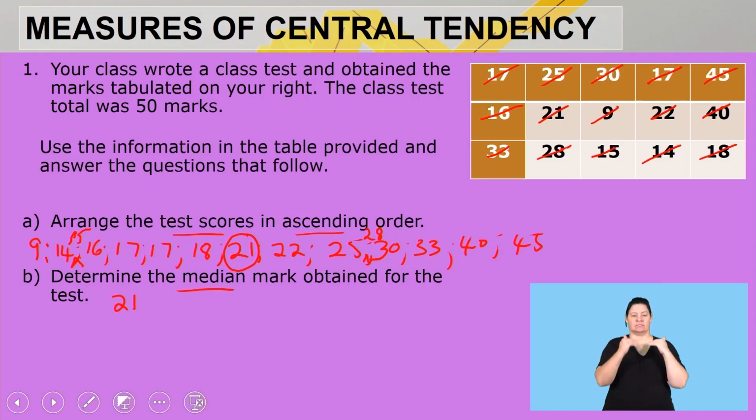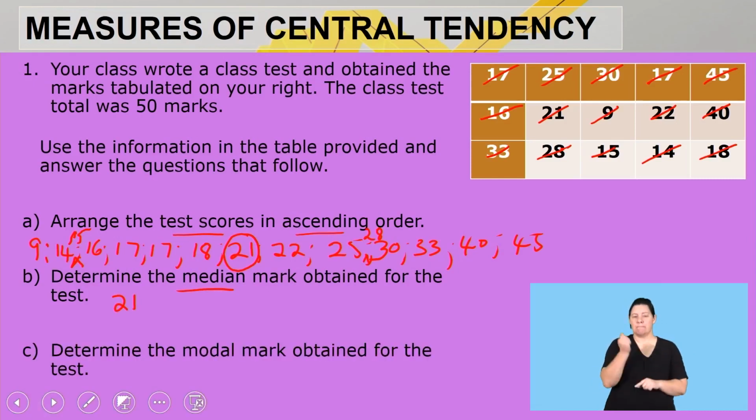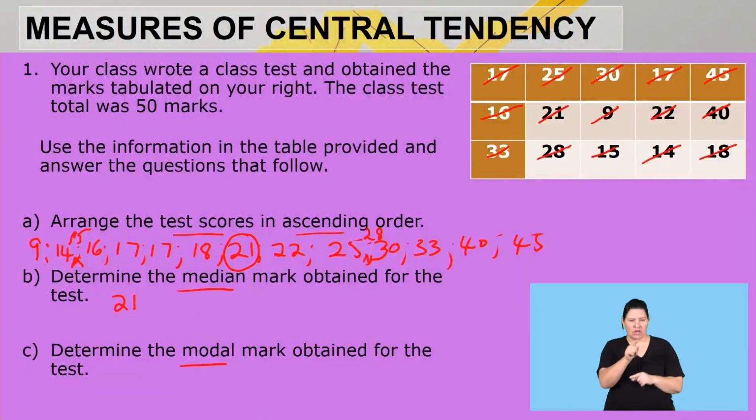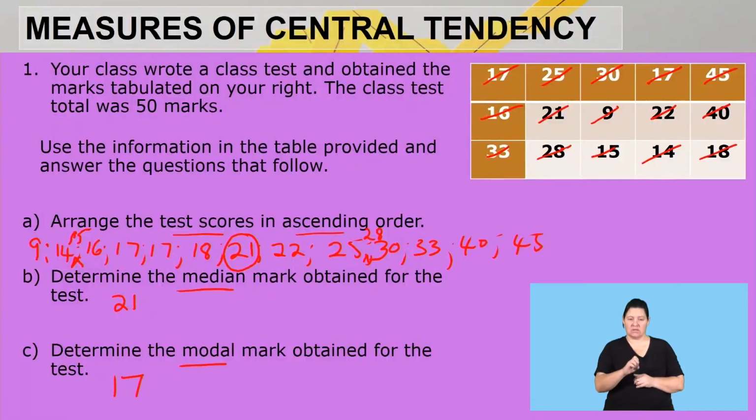All right, let's look at our next question. It says, determine the modal mark. So what is the mode again? It's the number that appears the most. So in this case, looking again at our arranged data set, it makes it easier. We can see that 17 is the number that appears the most. So the frequency of 17 is 2. So therefore, our mode will be 17. Guys, I hope that makes sense.